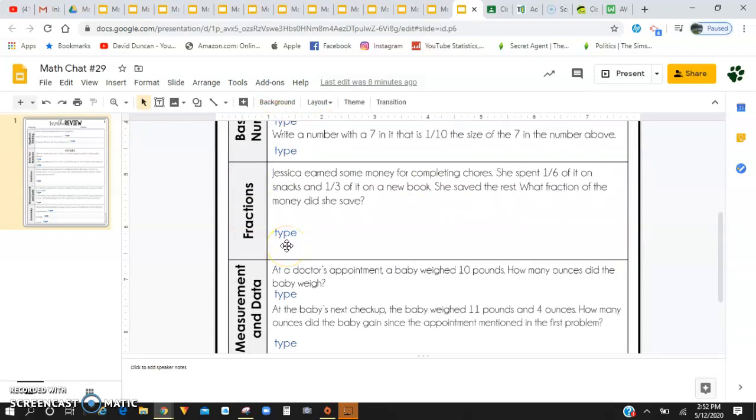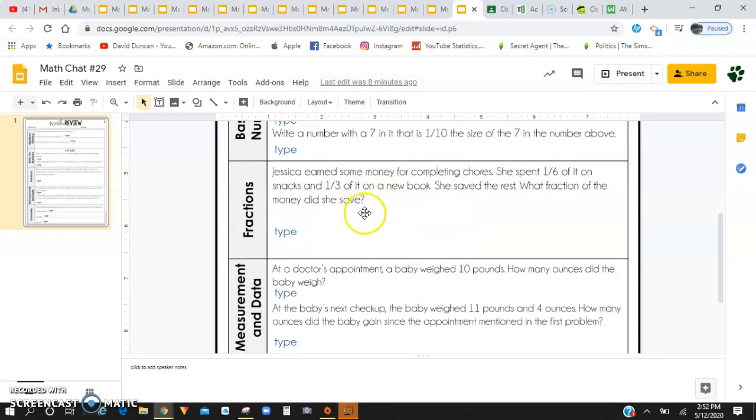Down here for fractions, it says Jessica earned some money for completing chores. She spent 1/6 of it on snacks and 1/3 of it on a new book. She saved the rest. What fraction of the money did she save? So this is going to be a two-step problem. You're going to start by adding these two fractions together, okay? And then you're going to take that answer and subtract it from a whole, because she had a whole of her money, okay? She spent 1/6, she spent 1/3. You're going to add those together and subtract it from a whole. That's my tip for you guys on this one.